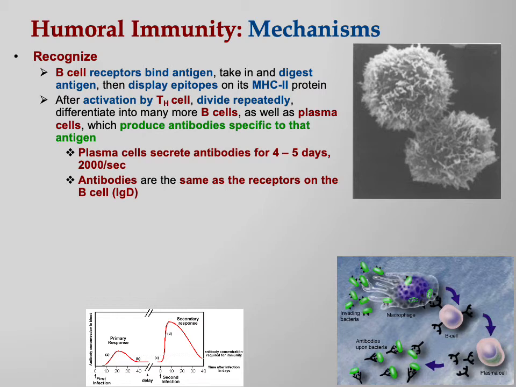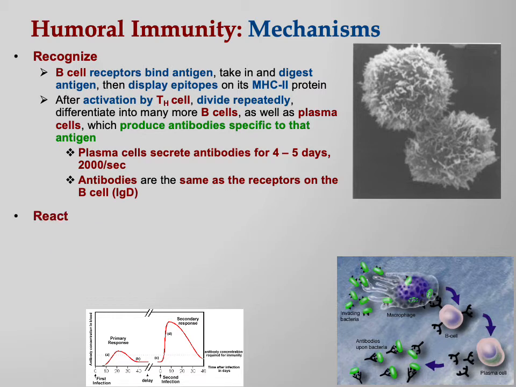So when activated by the T helper cell, B cells make more of themselves, and then some of them turn into plasma cells, which make the antibodies. Plasma cells secrete antibodies for 4 to 5 days at a rate of 2,000 per second, and the antibodies are the same as the receptors on the B cell, which we're going to learn are what are called IgDs. We're going to see that there are 5 different kinds of antibodies. So IgD is the one that's on the B cell.